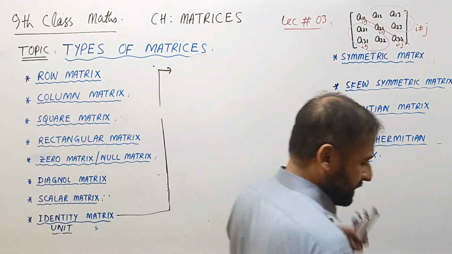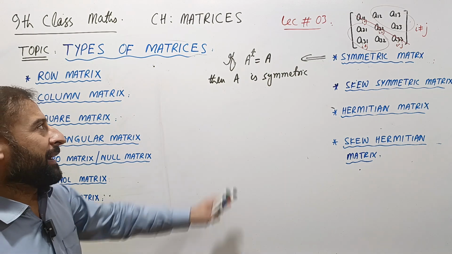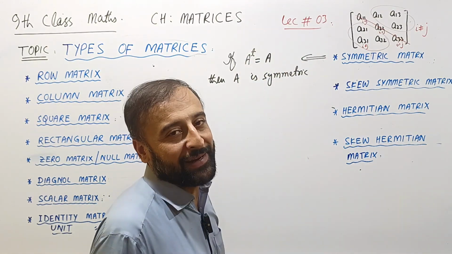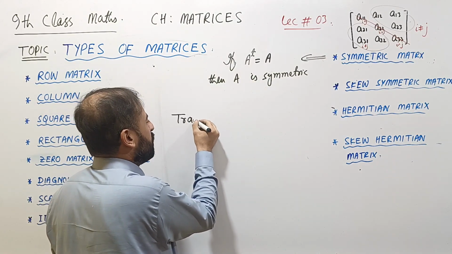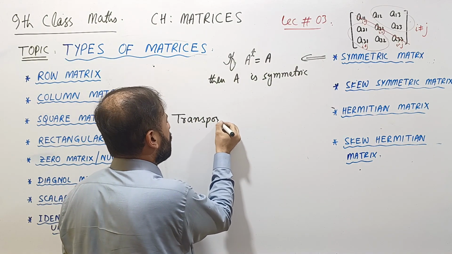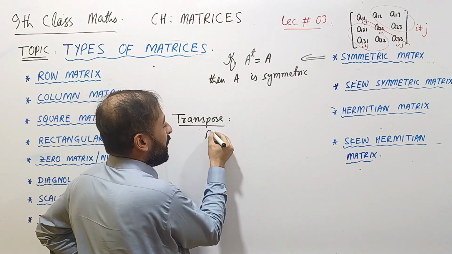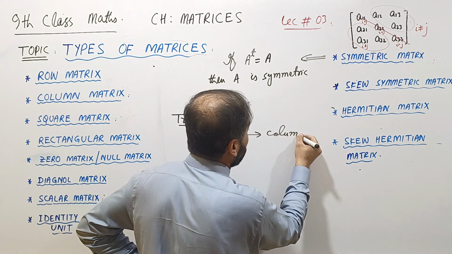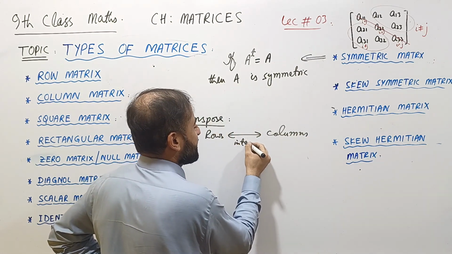symmetric matrix. If A transpose is equal to A, then A is called a symmetric matrix. What is transpose? You should know. If you don't know, then let me tell you. Transpose: if you interchange all the rows with the corresponding columns, the symbol for interchange.